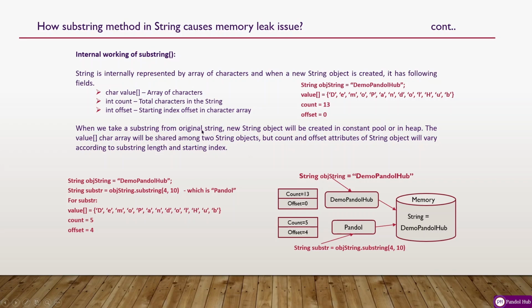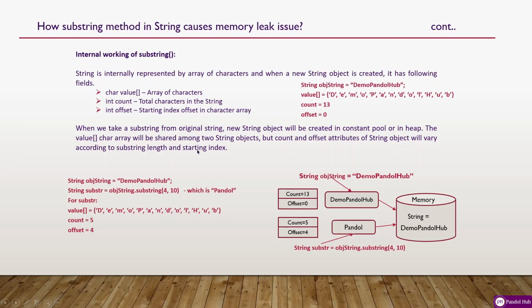When we take a substring from the original string, a new string object will be created in the constant pool or in the heap. The character array value will be shared among the two string objects, but the count and offset attributes of the string object will vary according to the substring length and starting index.